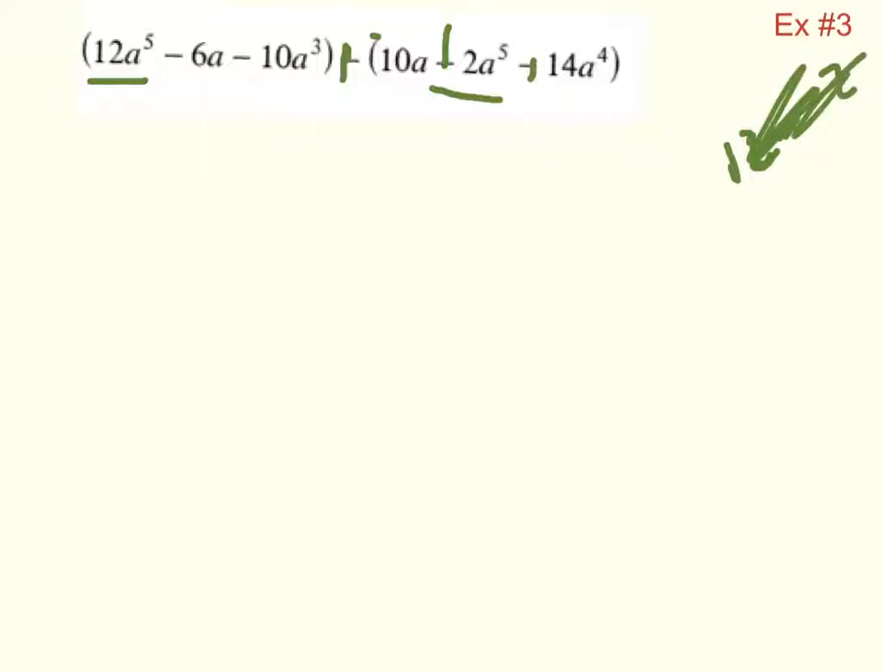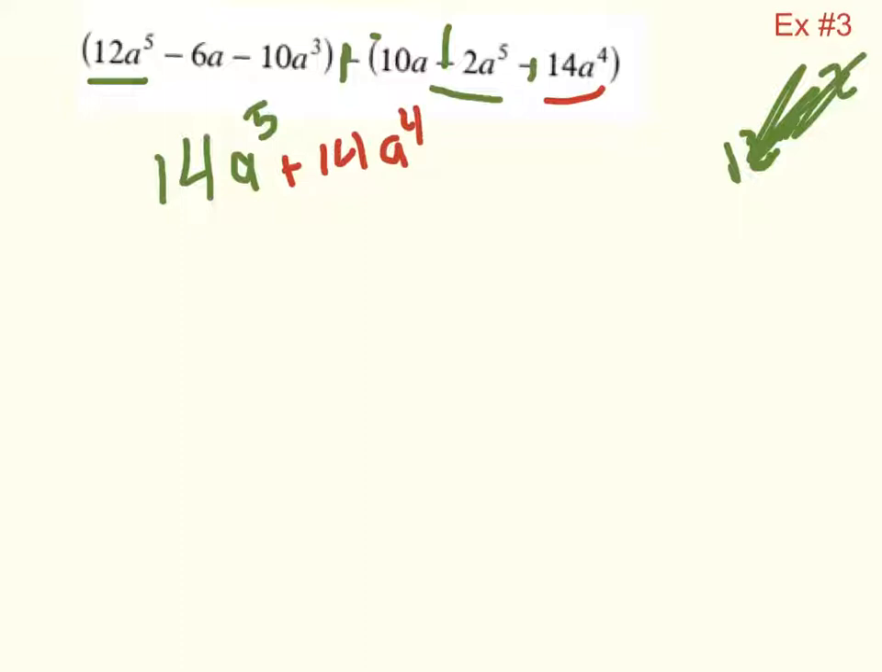It's pretty easy then. All I have to do is look at the 12 and look at the 2. 12 plus 2 is 14 a to the 5th. Notice in multiplication you change the exponent. In addition and subtraction you do not. Changing colors to red. Here is an a to the fourth. Look for its buddy. Ooh, it has no buddies. Leave it as plus 14 a to the fourth.